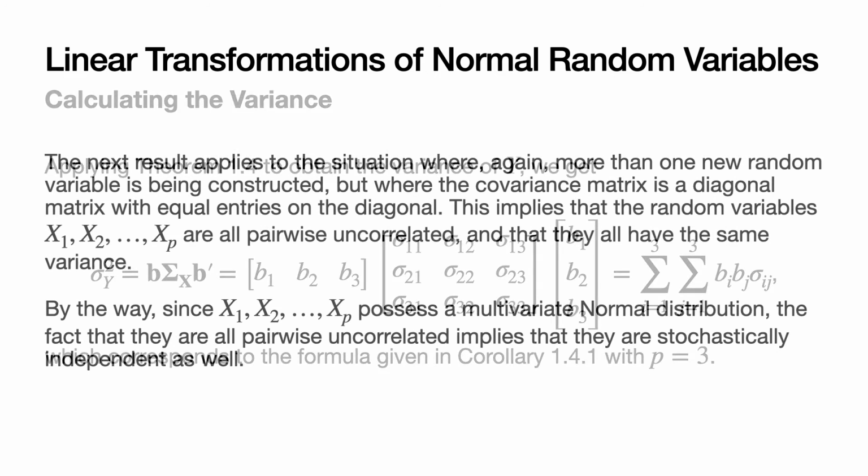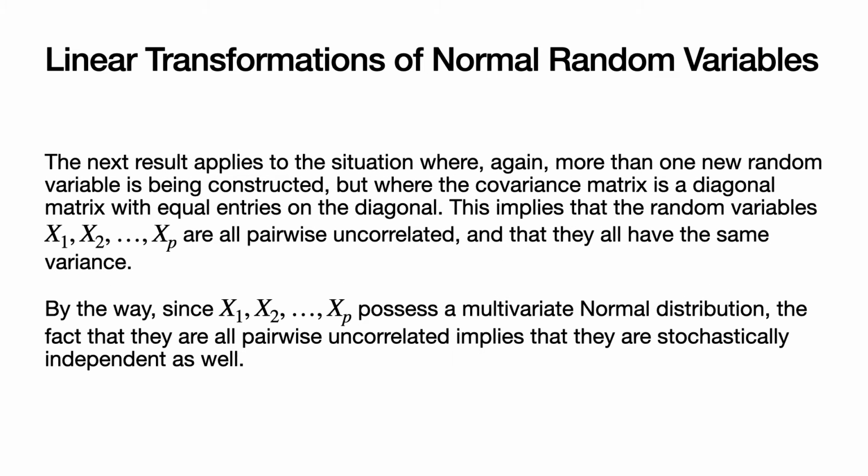The next result applies to the situation where, again, more than one new random variable is being constructed, but where the covariance matrix is a diagonal matrix with equal entries on the diagonal. Now this implies that the random variables x1, x2, and so forth up to x sub p are all pairwise uncorrelated, and that they all have the same variance. Now, by the way, since x1 through xp possess a multivariate normal distribution in this context, the fact that they are all pairwise uncorrelated implies that they are stochastically independent as well.